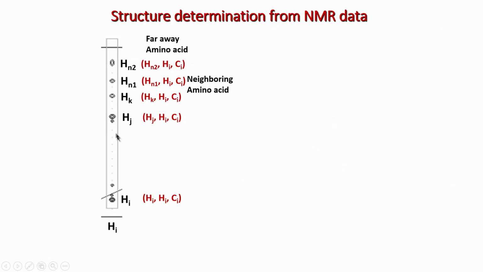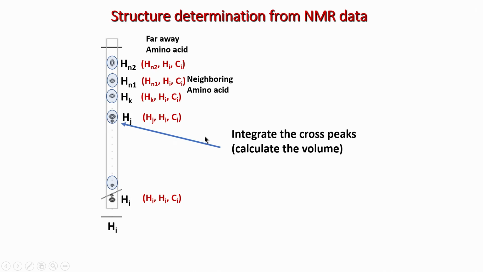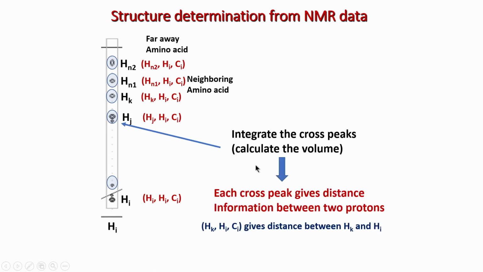So, coming back to this NOESY correlation plot which I showed earlier, we can actually convert this into distances. So, this is what is shown here. We integrate, meaning we calculate the area or volume of the peaks. The volumes are calculated by integration. Integration can be done in software, it is very straightforward to integrate the cross peaks, which means calculating the volume. Now, volume, as I said, each peak gives me the distance information.